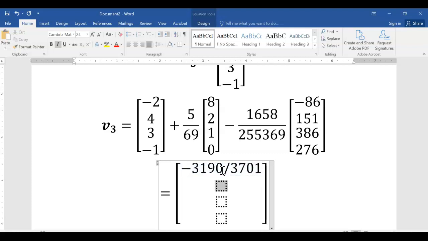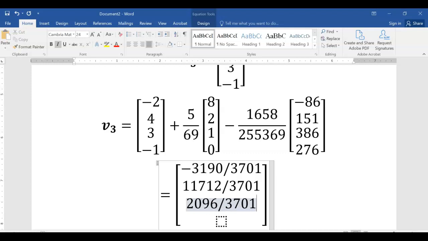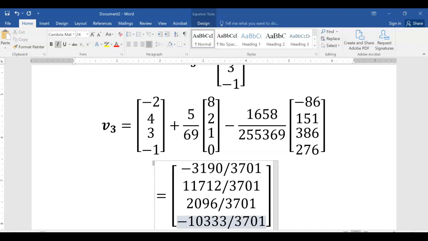And then I ended up with 11712 over 3701, 2096 over 3701, and then -10,333 over 3701. So there you go. That's your vector V3.